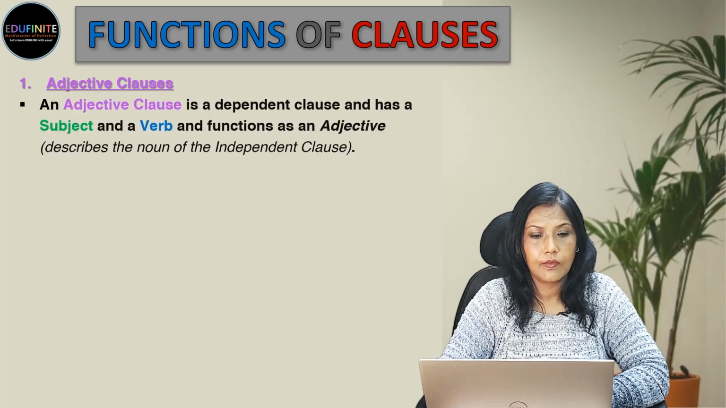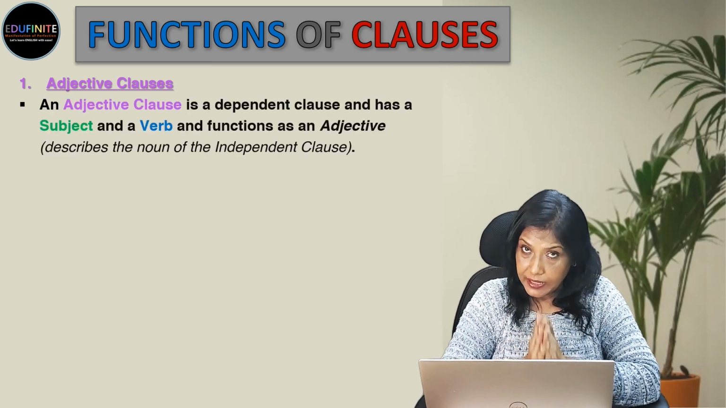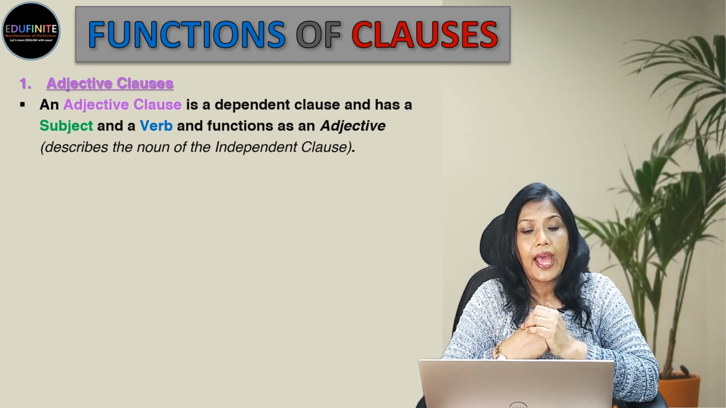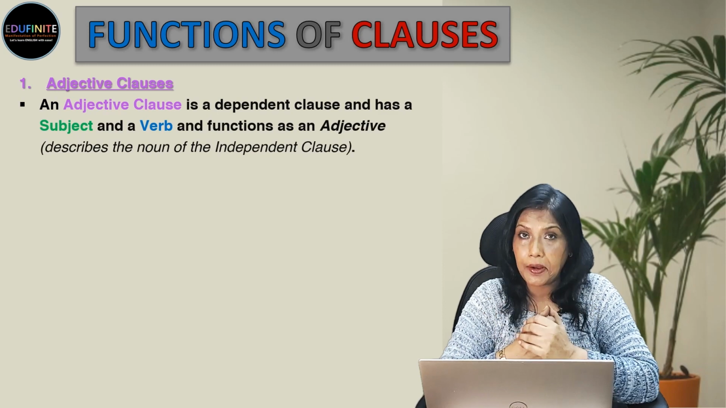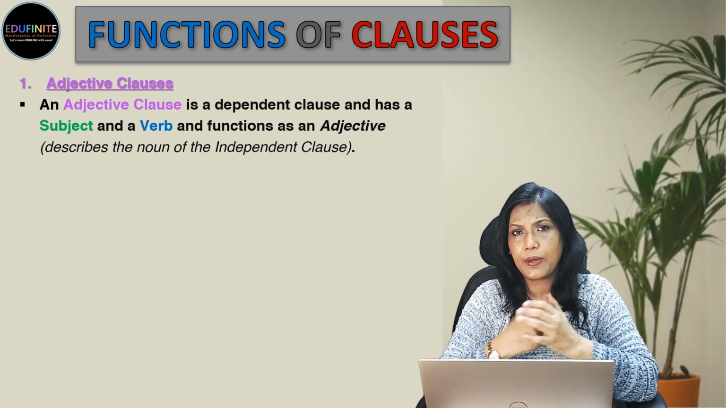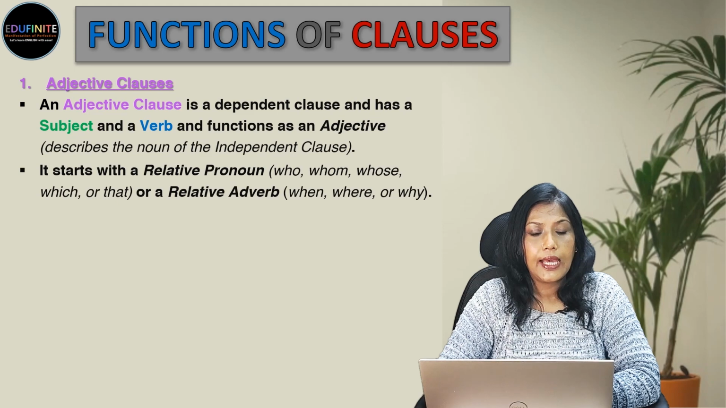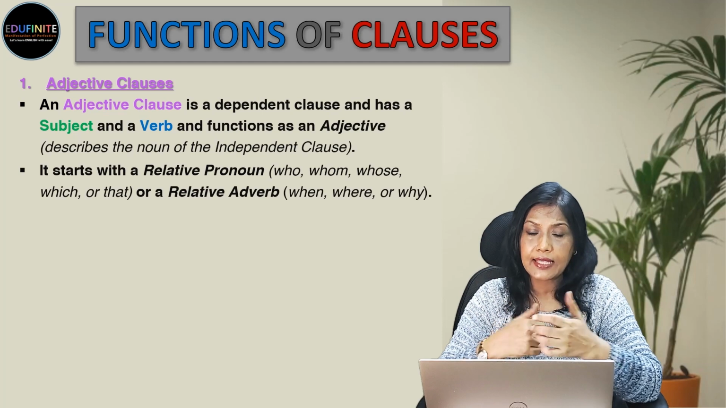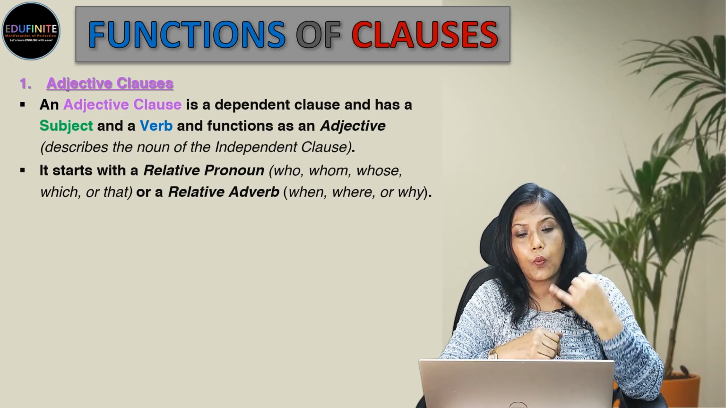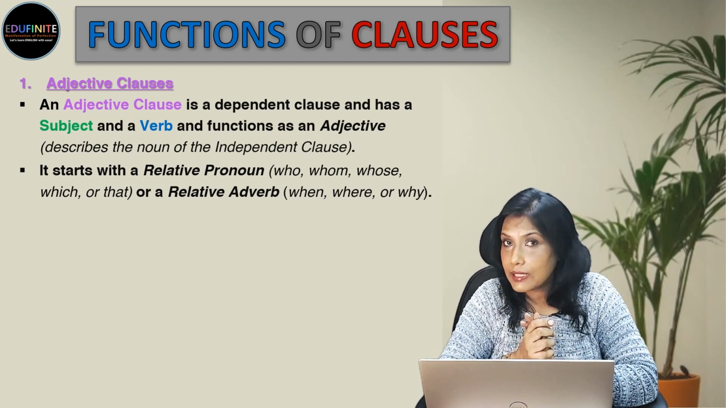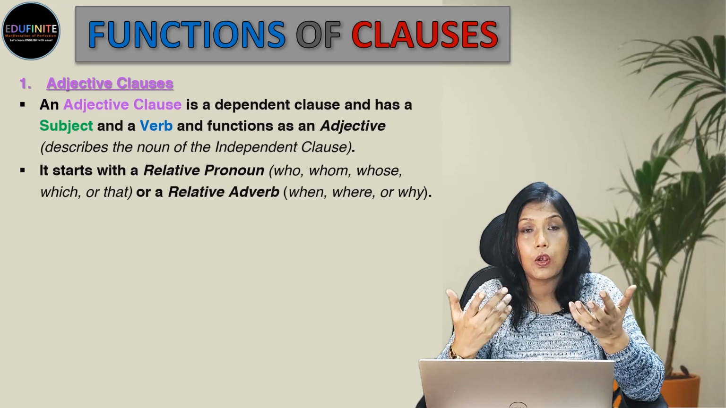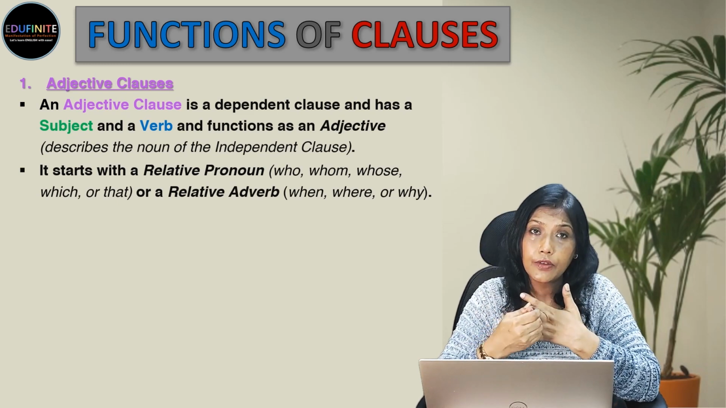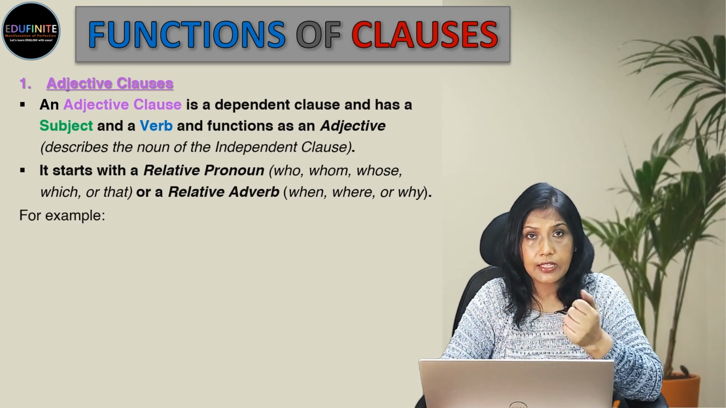Adjective clauses. An adjective clause is a dependent clause and has a subject and a verb since it's a clause, and functions as an adjective. That means it will describe the noun of an independent clause, obviously. It starts with a relative pronoun, who, whom, whose, which, or that, or with a relative adverb, when, where, or why. It's very easy to understand whether that's an adjective clause or not, because it will either begin with a relative pronoun or a relative adverb.